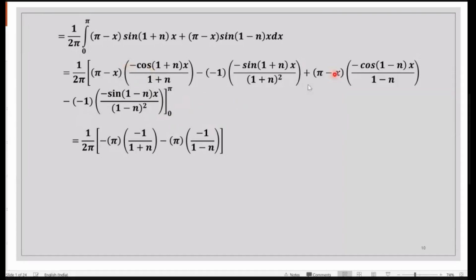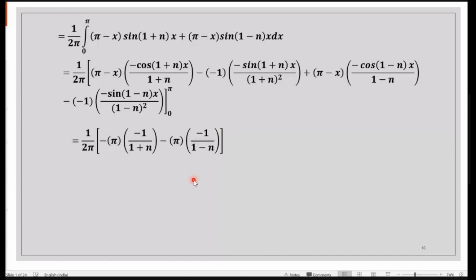So when we have pi minus 0, pi minus 0 is pi. This minus sign is for the lower limit. So minus of pi minus 0 into cos 0 is 1. So minus 1 upon 1 plus n. Similarly, again minus sign for the lower limit. Pi minus 0 is pi, minus 1 upon 1 minus n.